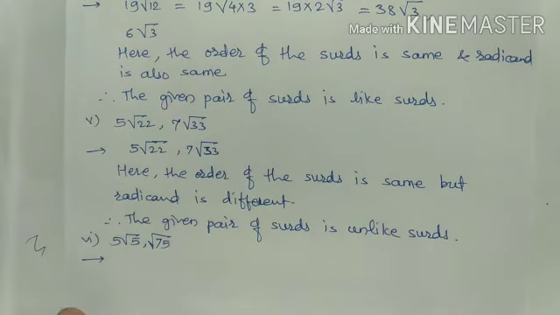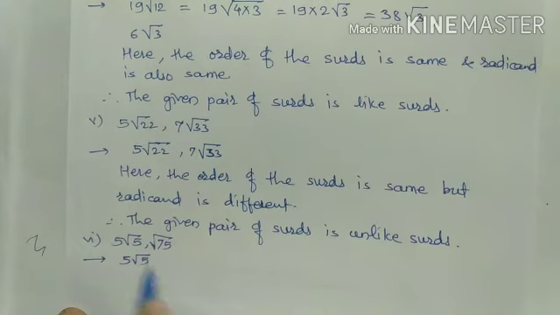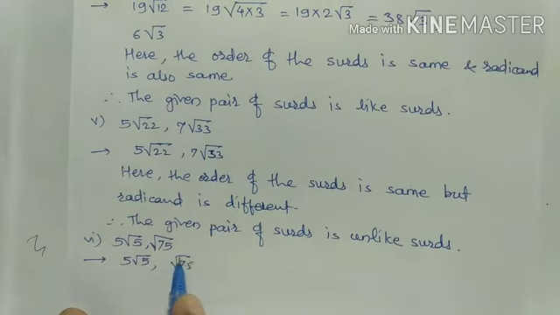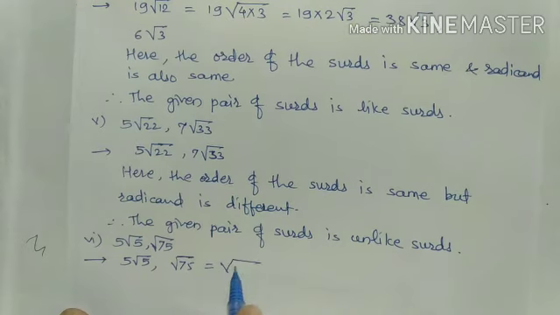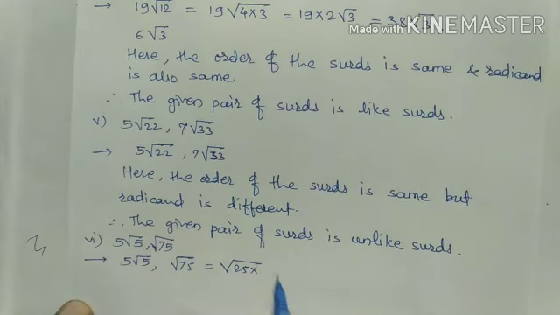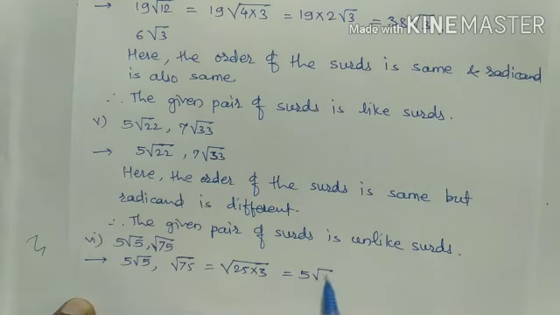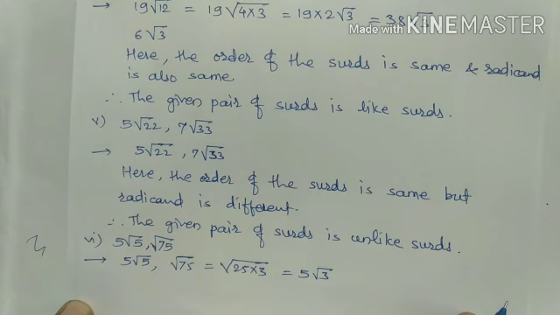Now the next pair is this 5√5. This is the simplest form. Then this √75 we can put in the simplest form: it equals 25 into 3, that is 5√3. Here in this example, 5√5 and √75, which means 5√3, the order of the surd is same but the radicand is different, therefore it is not like surds. It is a pair of unlike surds.